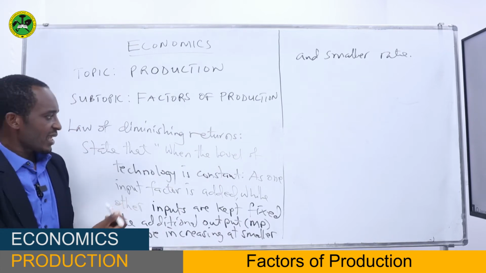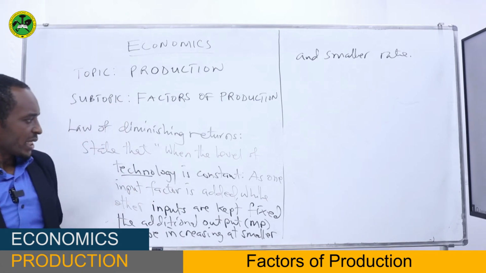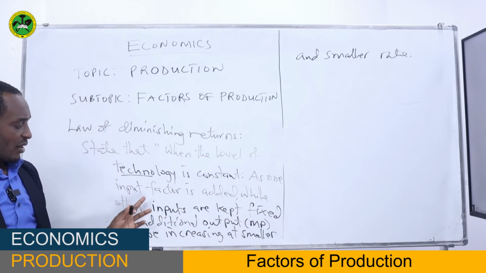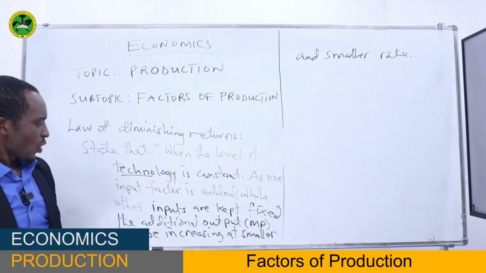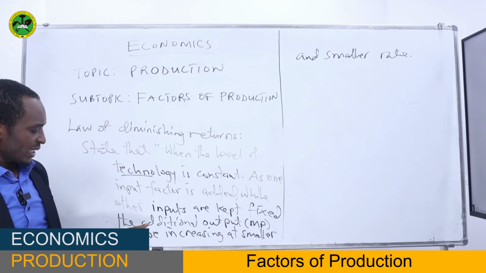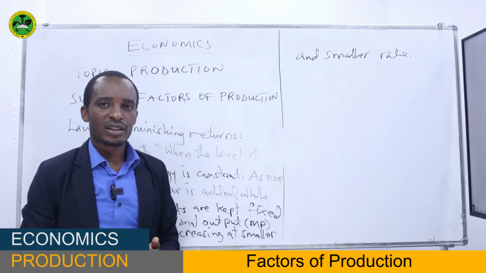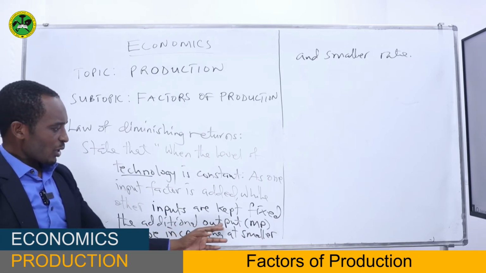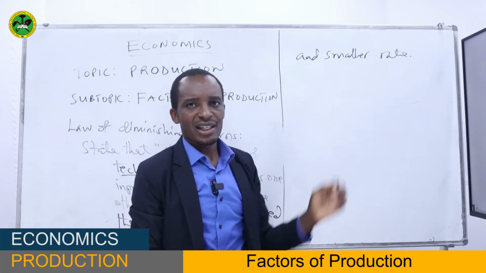Okay, our law says that when the level of technology is constant or given, as one input factor is added, and here the input we are talking about is labor, as one unit of labor is added while other inputs are kept fixed, the other inputs being land, capital, and entrepreneur, the additional output or the marginal product will be increasing at a smaller and smaller rate.